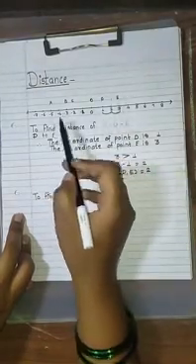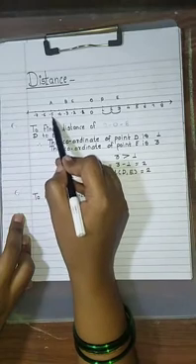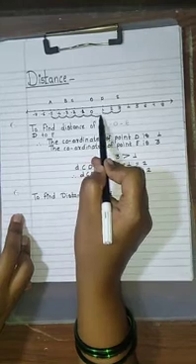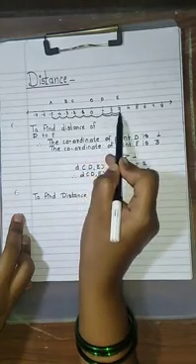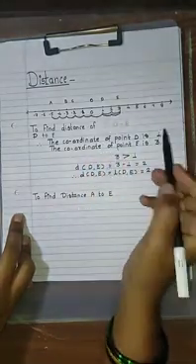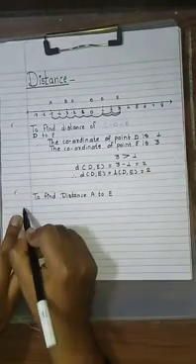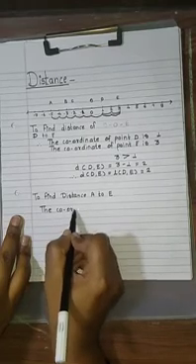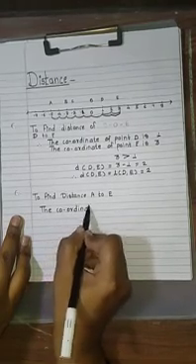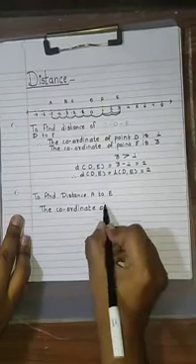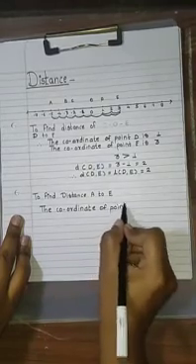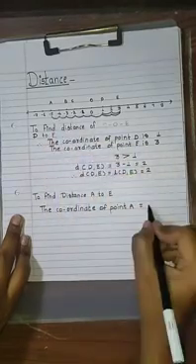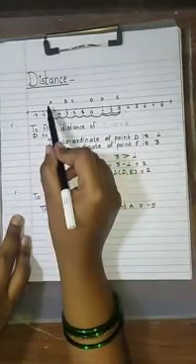Now if you calculate it from here, 1, 2, 3, 4, 5, 6, 7, 8. How much is it? 8. Therefore, the coordinate of point A is -5. So what is the coordinate of point A?